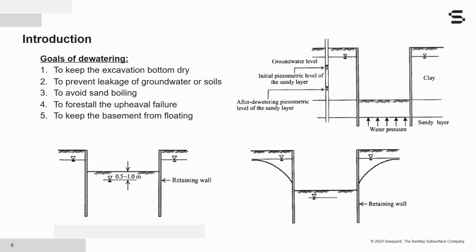And one of the methods to prevent the occurrence of upheaval failure is to lower the piezometric pressure of the permeable layer by, of course, pumping. And finally, we use dewatering to keep the basement from floating.